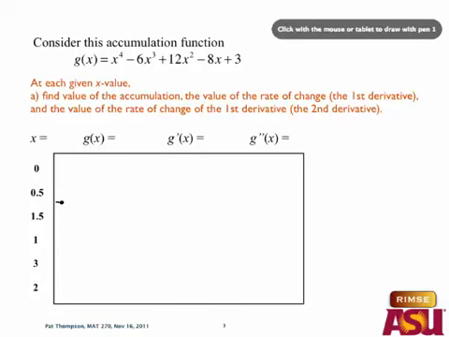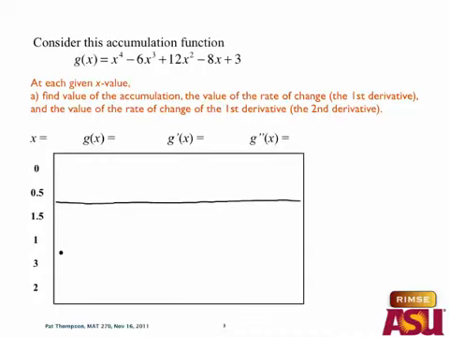So either do the first 2 x values, 0 and 0.5, or do the second 2, 1.5 and 1, or do 3 and 2, and find the value of the function g, the accumulation, find the rate of change of g, the derivative of g, and then the rate of change of the rate of change, or the second derivative. So get a partner, work together, and just do 2 of the rows. Pick any that you want, okay?